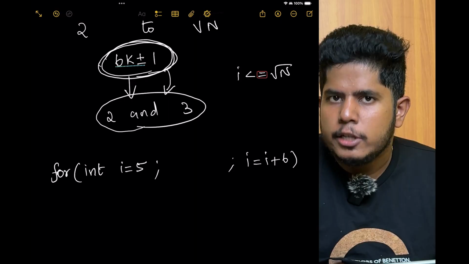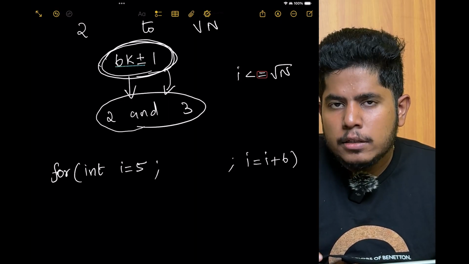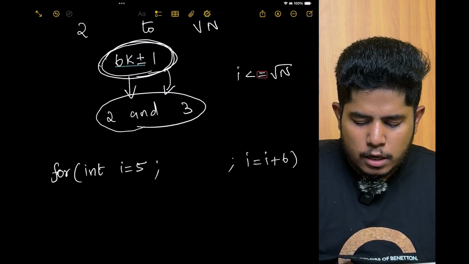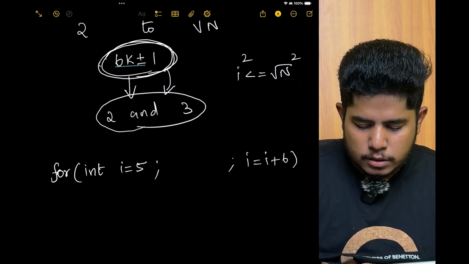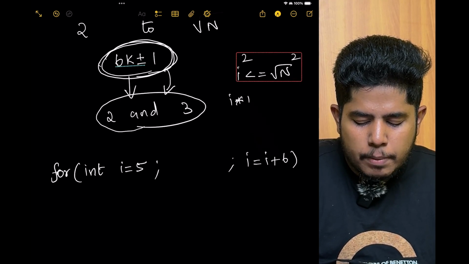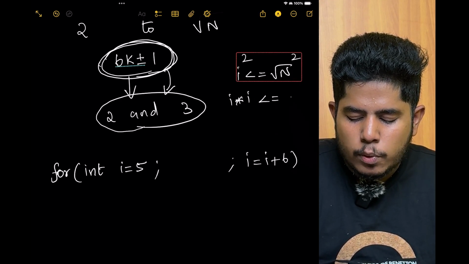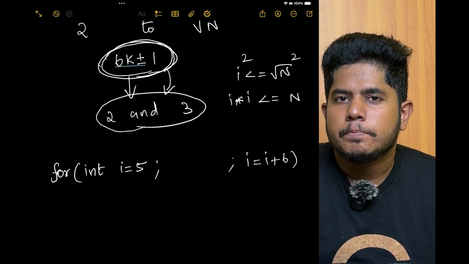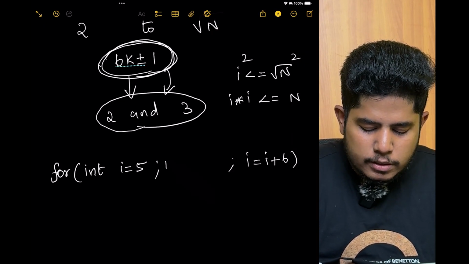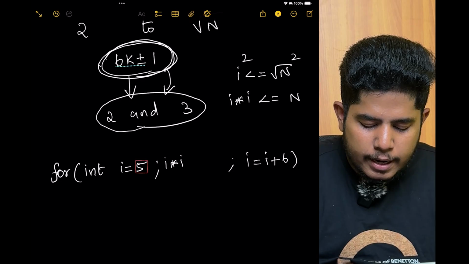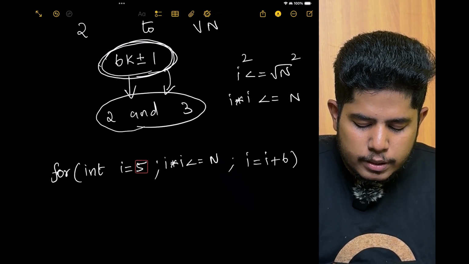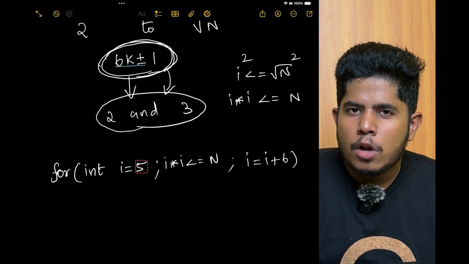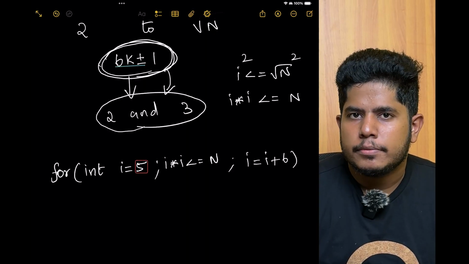Hope we have seen this condition previously and we dealt with it a little differently, right? So squaring on both sides, the left side becomes I multiplied by I, less than or equal to n on the right side. So let us replace this condition here with I multiplied by I less than or equal to n. So the loop will not cross square root of n.